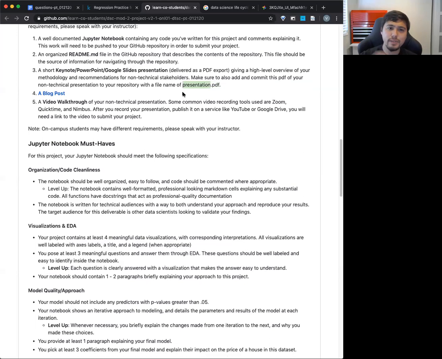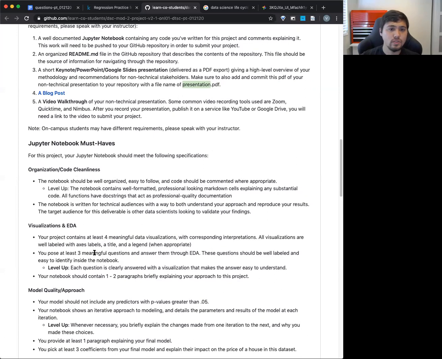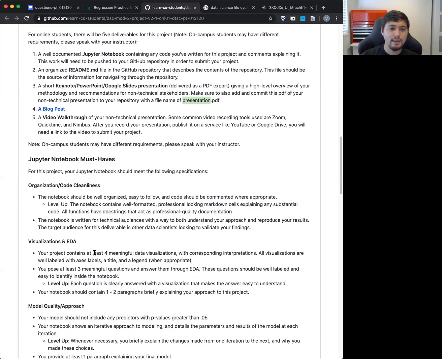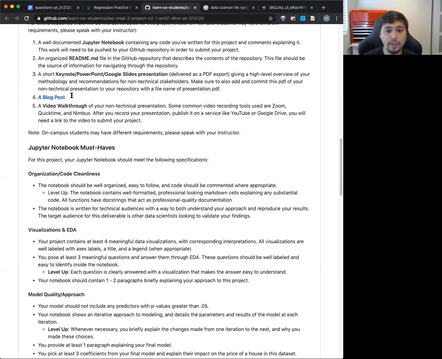And again, between 5 to 8 minutes. I think it's somewhere in here. It says something like 10 slides. Don't worry about the slide numbers, right? The important part is the time and if it's conveying the right information. Okay. And then we have the blog posts.